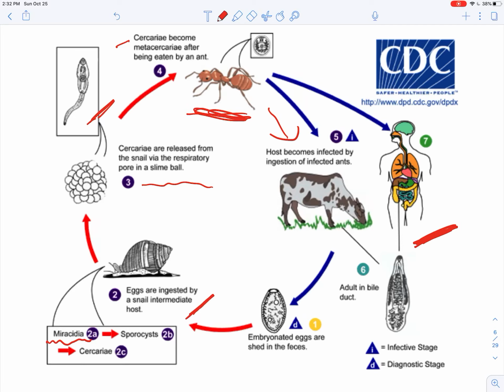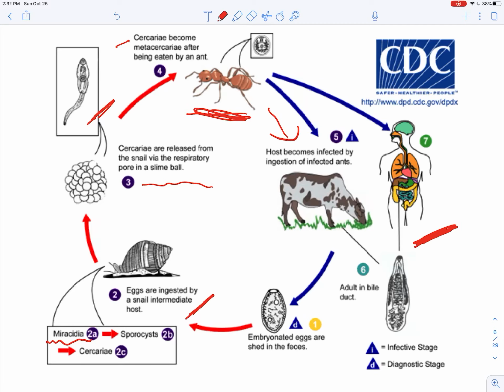And what we see is in humans, it's usually not fatal, but can cause some digestive symptoms. And this has been picked up by some humans where ants that are infected have gotten into drinks, water bottles, for example, and then been swallowed.